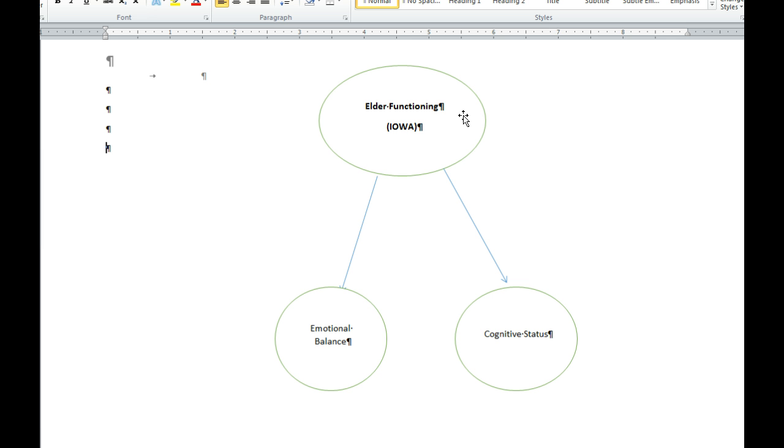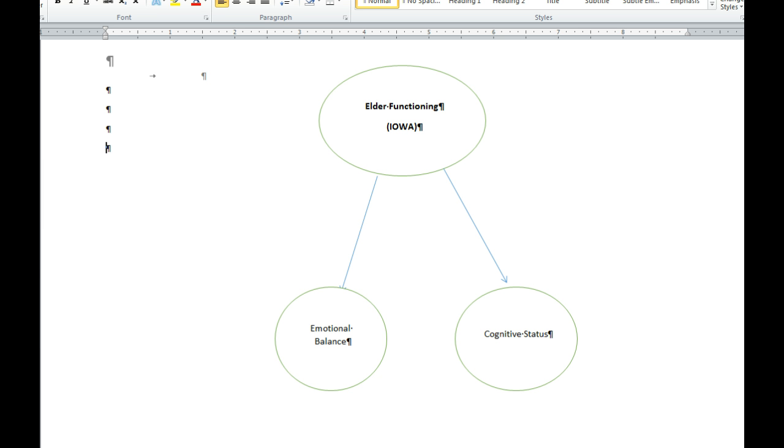In this case, this Iowa Self-Assessment Inventory is providing an overall assessment of elders' functioning. And it has multiple subscales within this larger measure. In this case, the example is focusing on the emotional balance and the cognitive status subscales.